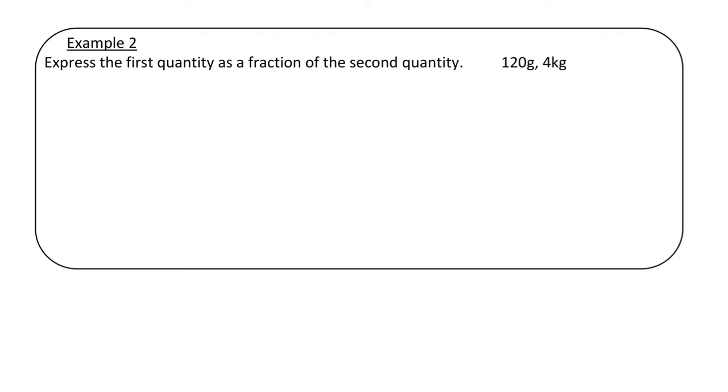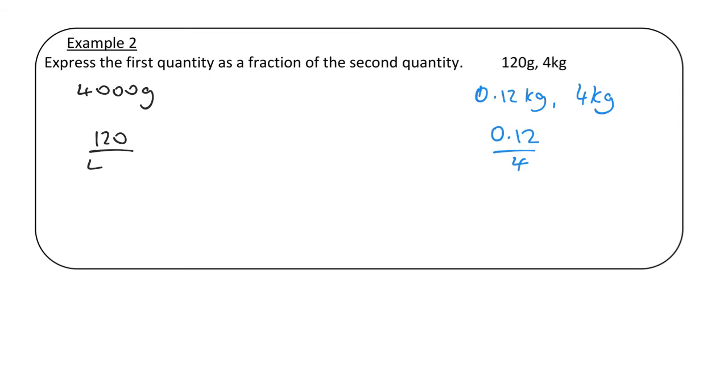Example 2, express the first quantity as a fraction of the second. Now what we can see, we've got 120 grams and 4 kilograms. So those are different units, so we need to change those, and we could change into kilograms, and this would be 0.12 kilograms and 4 kilograms. But if we did that, then our fraction, which is 0.12 over 4, isn't very nice. So it's much easier then to change the 4 kilograms into 4,000 grams. So now we've got 120 over 4,000.